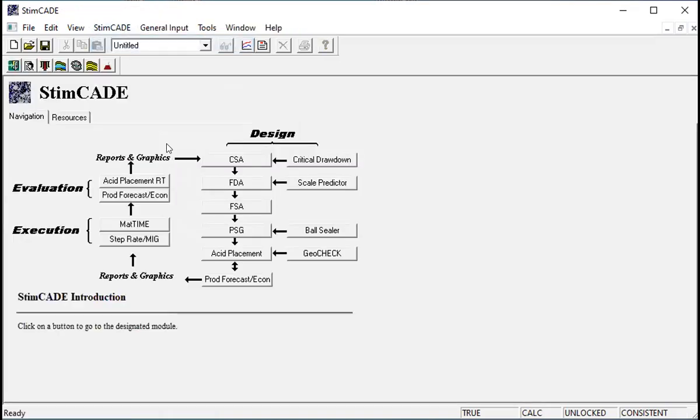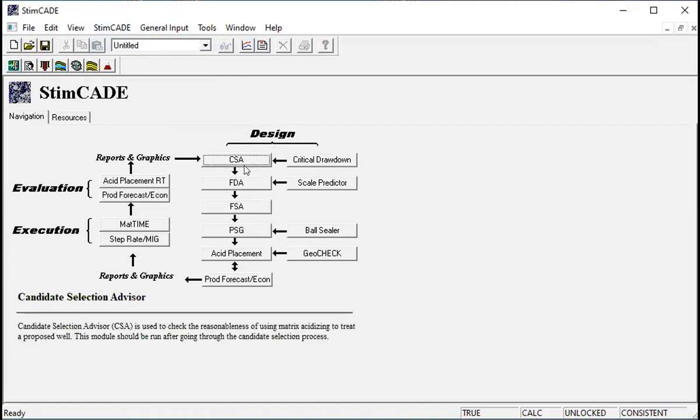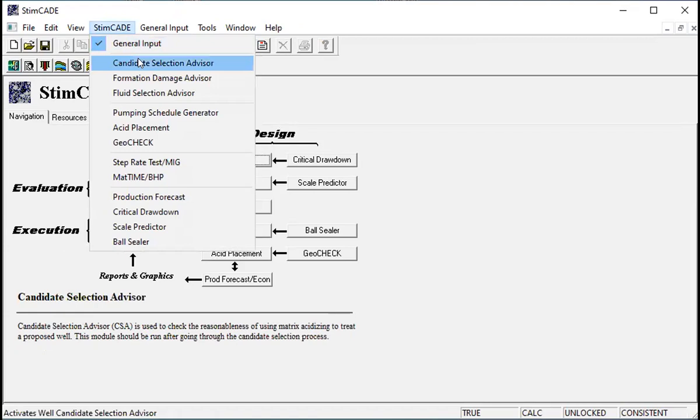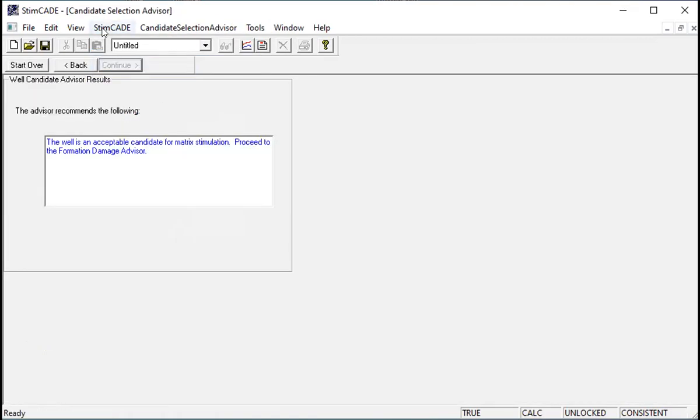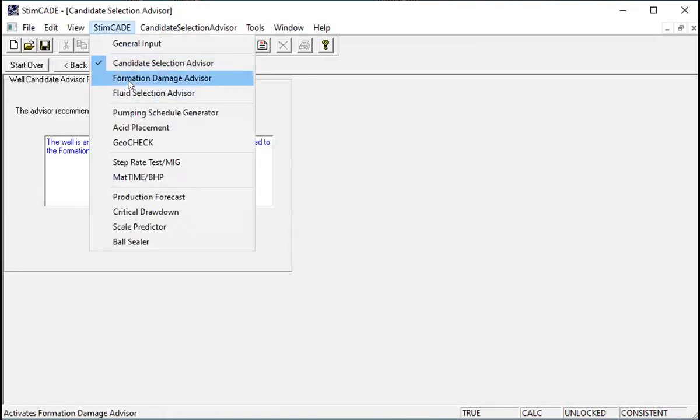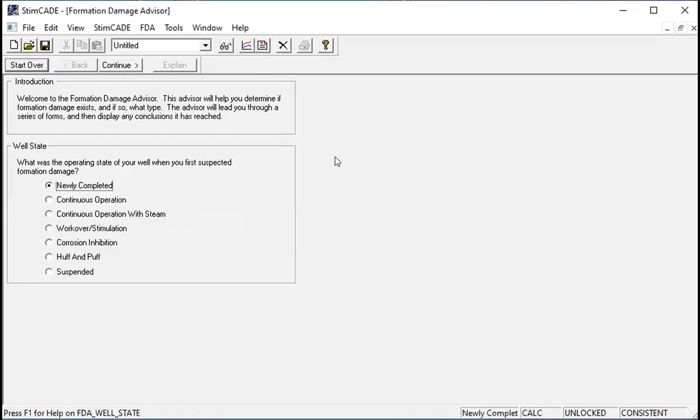If I take the general input, that's our workflow. The first is the candidate selection advisor. The second is the formation damage advisor. So I can always change from up here. I'm already done with this, then I now go to the next one, the formation damage advisor. I take the formation damage. They are now asking another set of questions that you have to answer. Then from here, the system will be able to give you some possible causes of the skin.